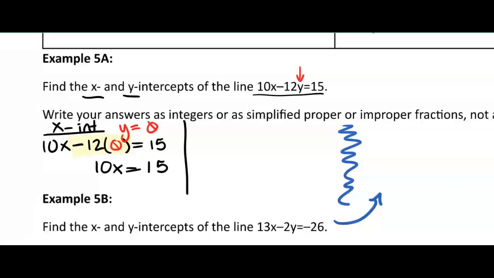Remember, we're trying to solve for x to find an x value because I'm trying to find an x-intercept. So what issue am I still trying to deal with to solve for x? A constant or a coefficient? Coefficient. Which number is the coefficient? The 10. So I'm going to divide both sides by 10.